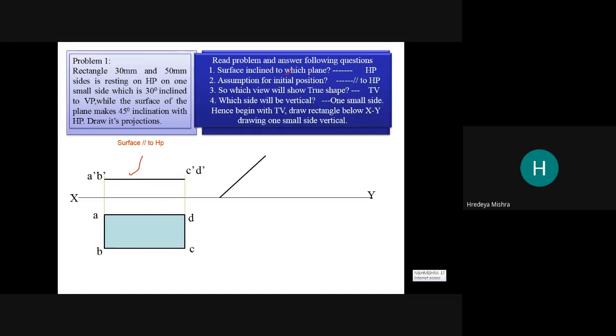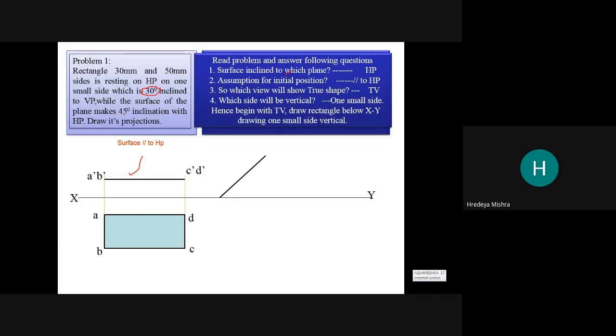C, inclination 45 degree from HP. Plane inclination. Now we show the plane inclination. In the third step we get the side inclination. So this 30 degree we get in the third step.